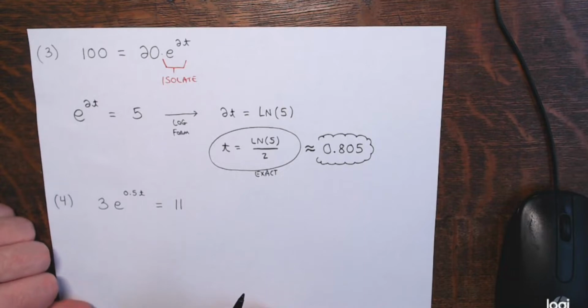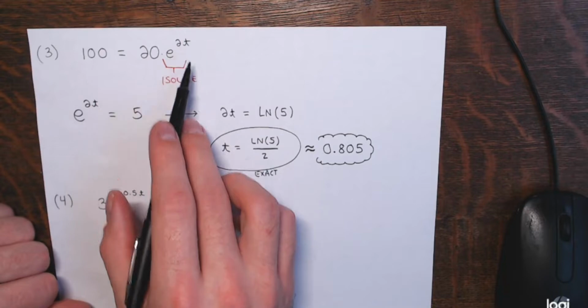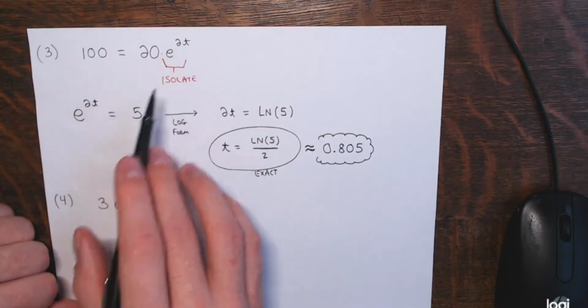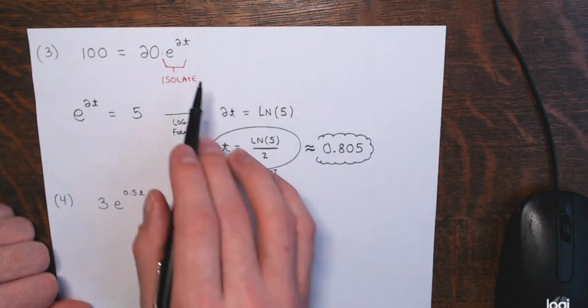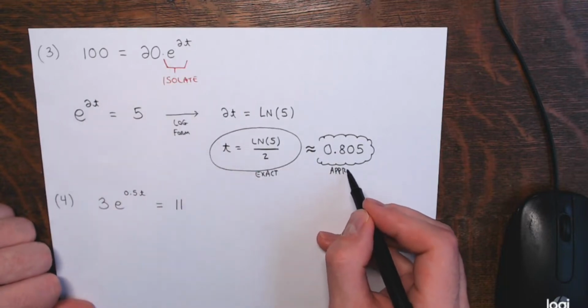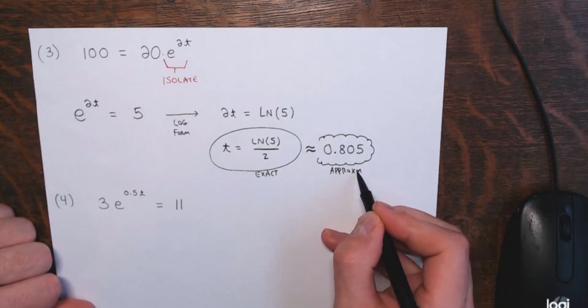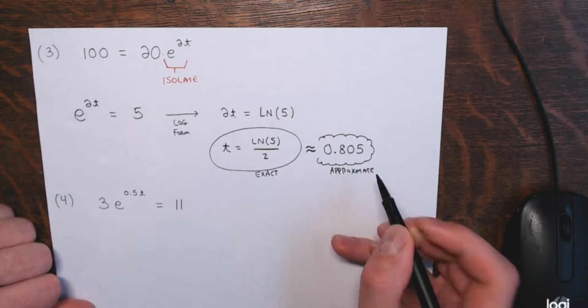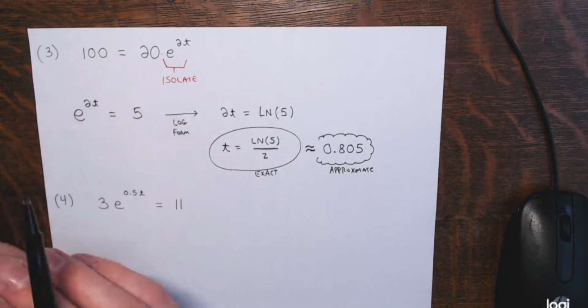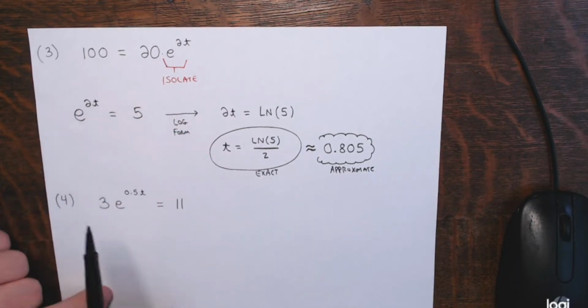Okay, wonderful. And again, if you plug the exact value in for t, you'd end up with 100 equals 100. If you plug in the rounded value for t, the approximate answer, then you'll have 100 equal to something that's really, really close to 100. It's approximately 100. All right, great.